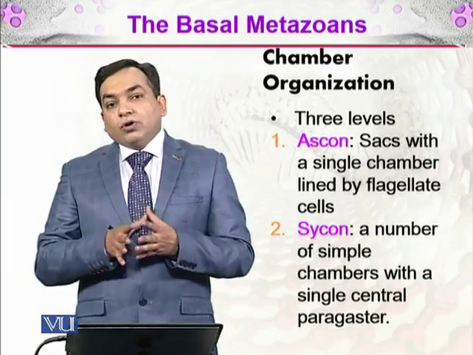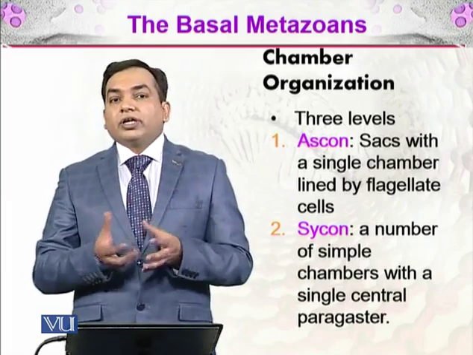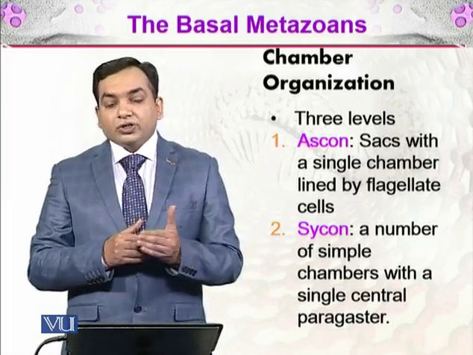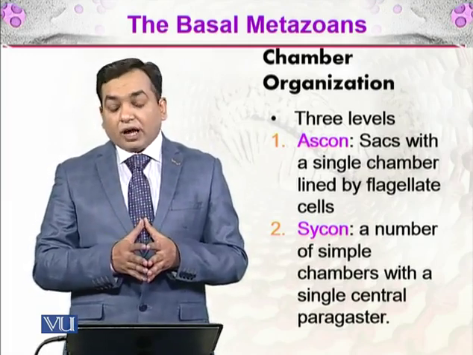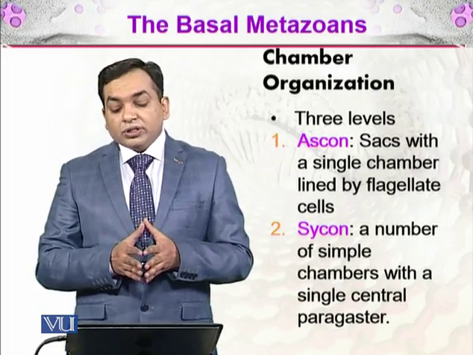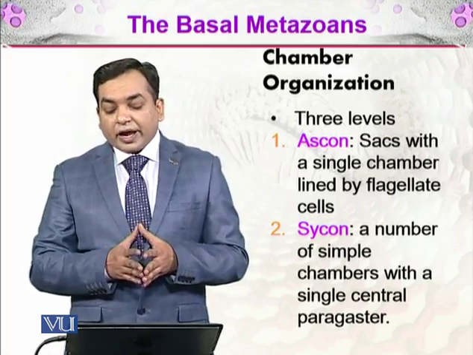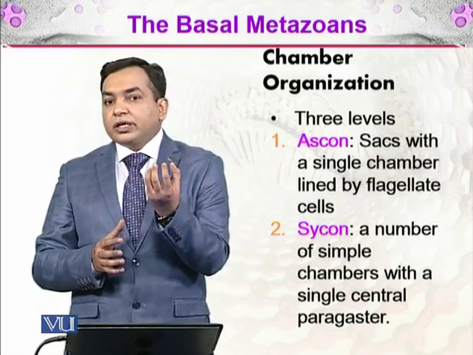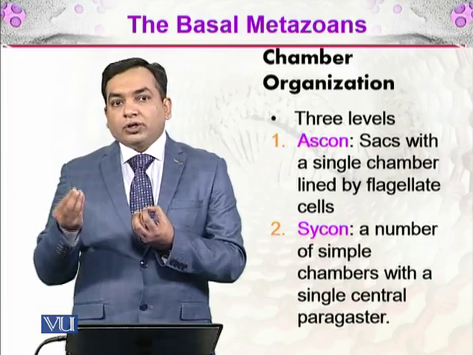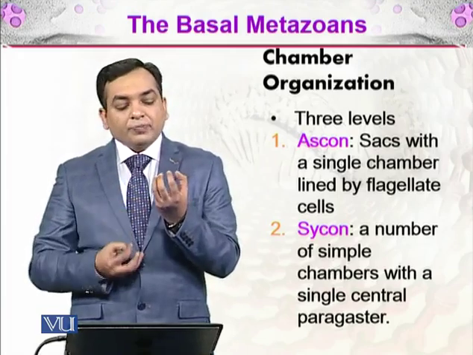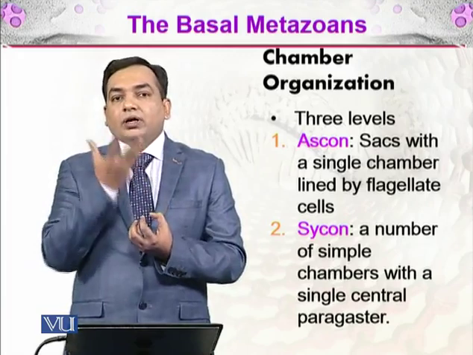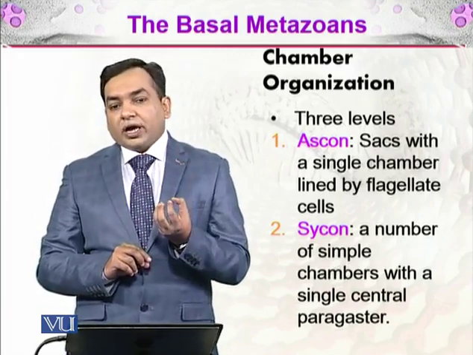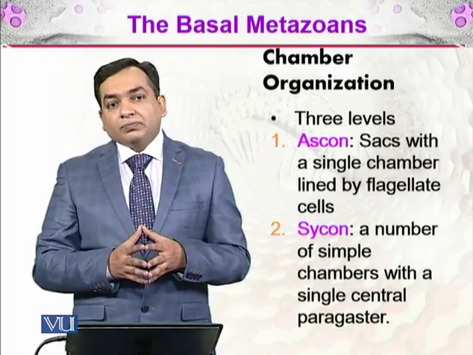So the sponges have some chamber organization. We have identified some organization in different species, and they have three levels. One is the ascon. Ascons are sacs with a single chamber lined by flagellate cells. So there is a single chamber, one osculum, and a lot of ostia, and the water is going down and coming out by the only one osculum. It is a simple one sac, and that is called the ascon.